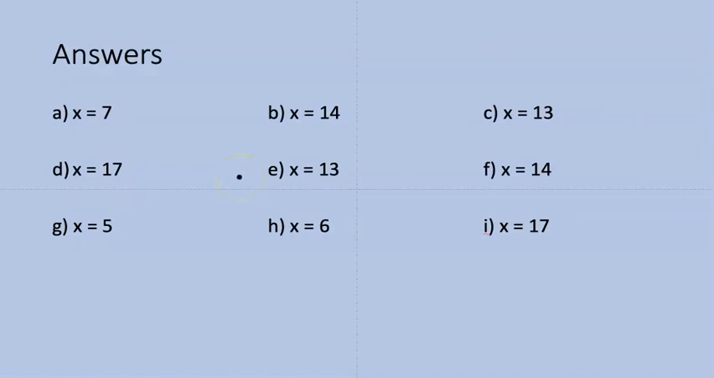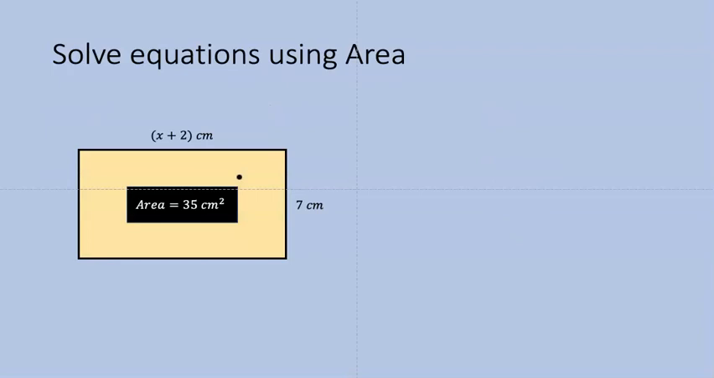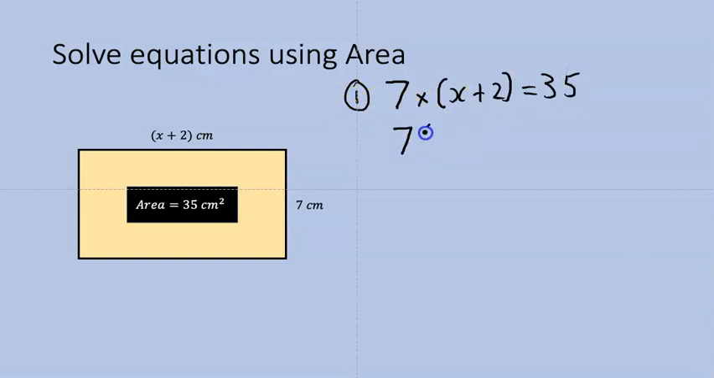So now we're going to have a look at this time, what if we use these with a shape? The point of this question is to find x. Now, there are two ways to do it. Way 1, I know 7 times x plus 2 is going to give me 35, right? And I can write it like this. The 7 multiplied by my x plus 2 equals 35.